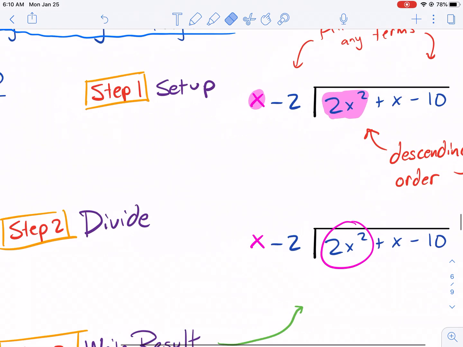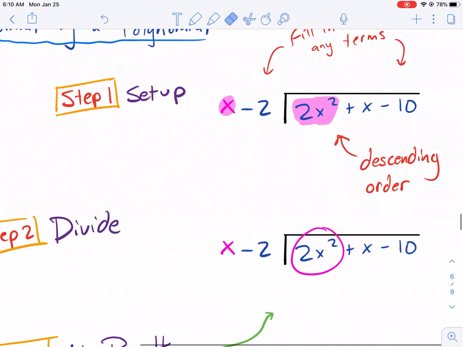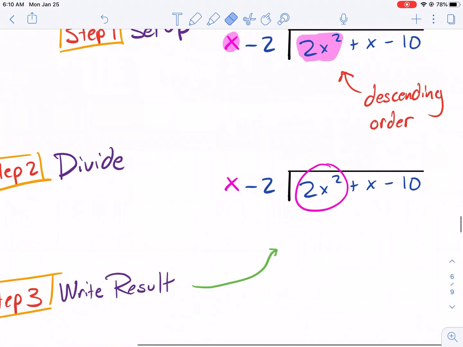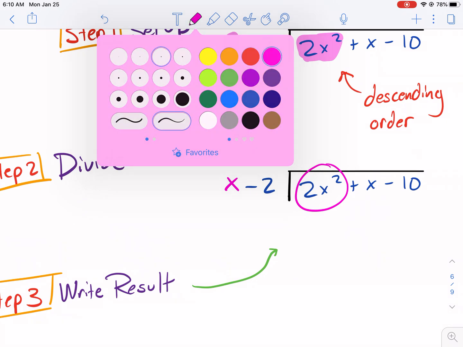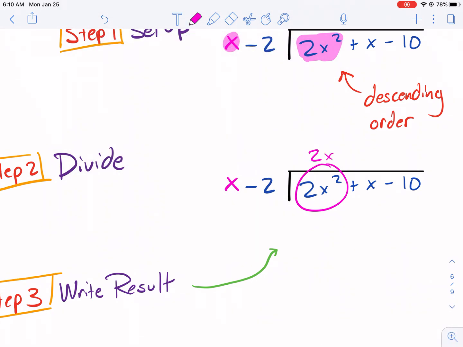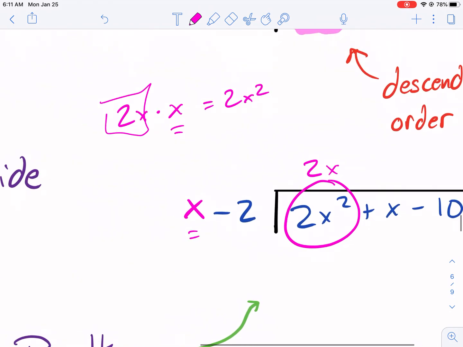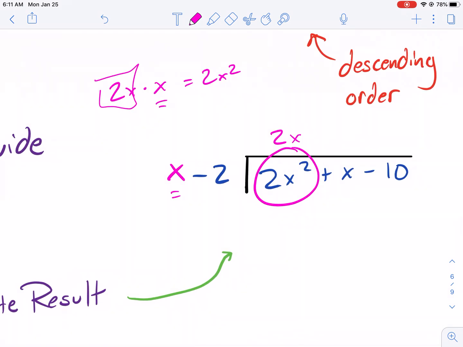So step 2, that's the setup. Step 2 is we're going to divide. So we're going to say, how many times does x go into 2x squared? Well, it goes into it 2x times. How do I know that? Well, I know that 2x times x, x is my leading term, is going to equal 2x squared. So that's why it works out like that. We're finding the factors as we go along for each step of the way.